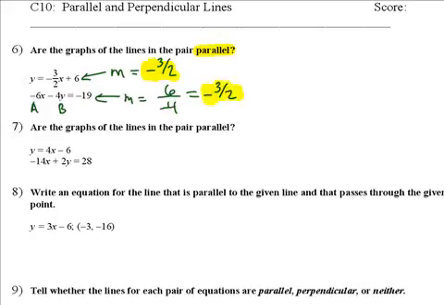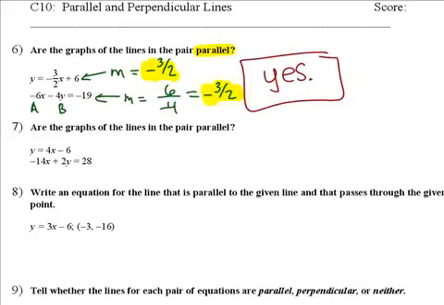I've got -3/2 for the second one. When that happens, the lines are parallel. When they have the same slope, they're parallel. Same slope, different y-intercepts. So we're going to say yes. Those lines are parallel. Let's go on to number 7.